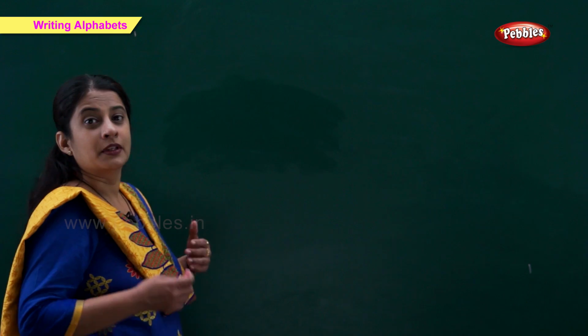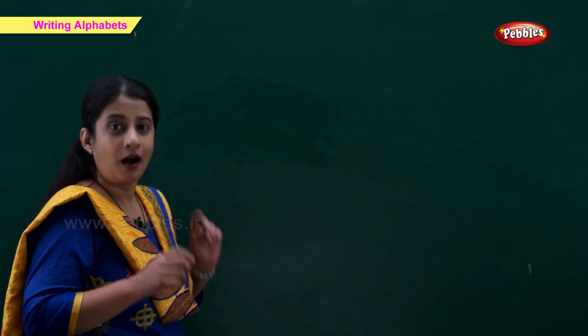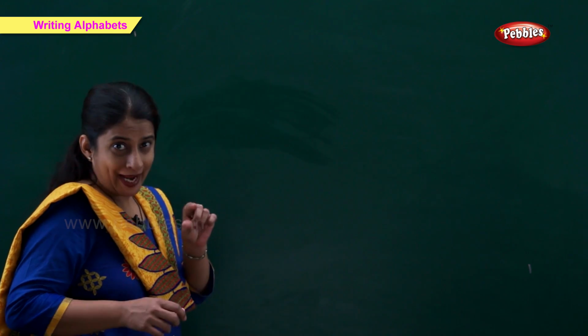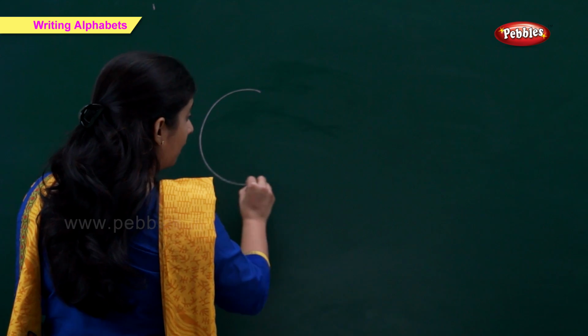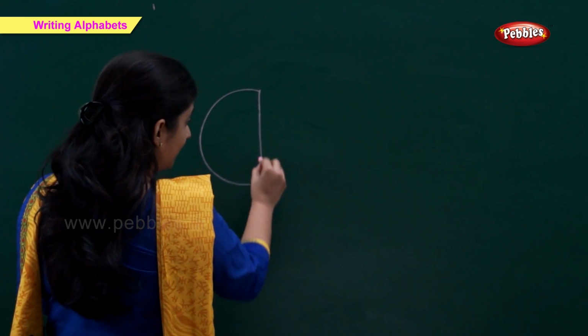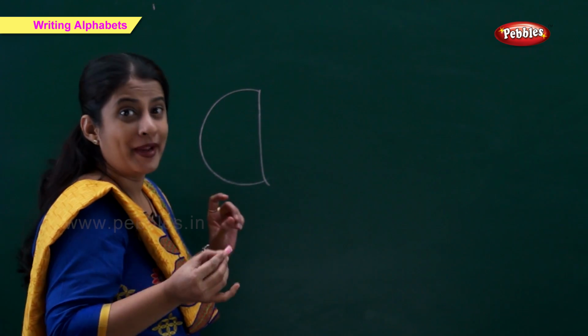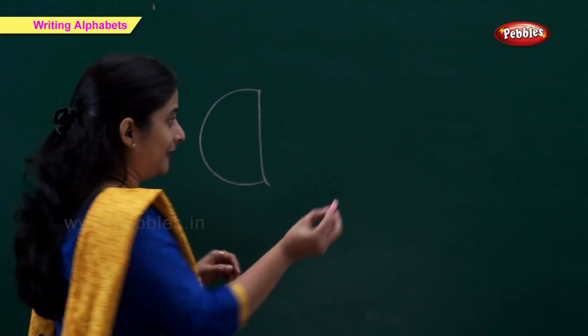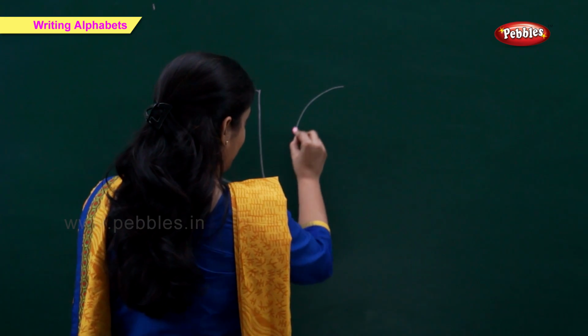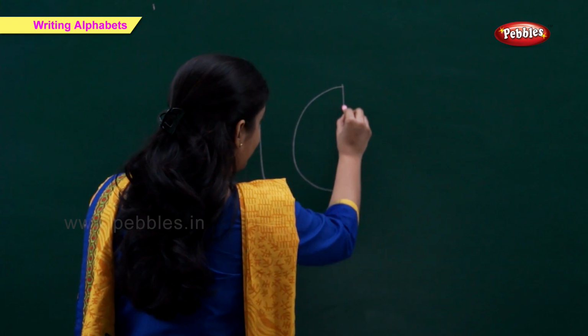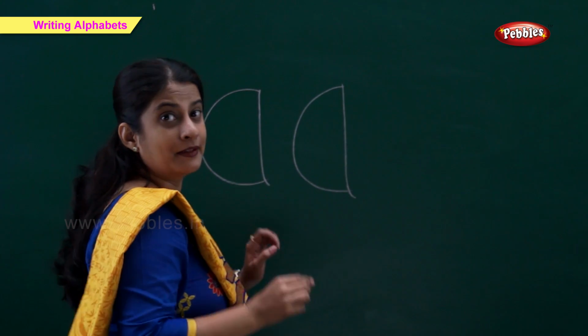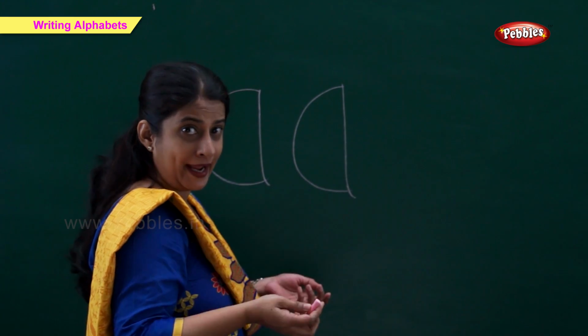Friends, now I will teach you how to write small alphabets. Now I will teach you how to write small a. A curve and a standing line makes small a.